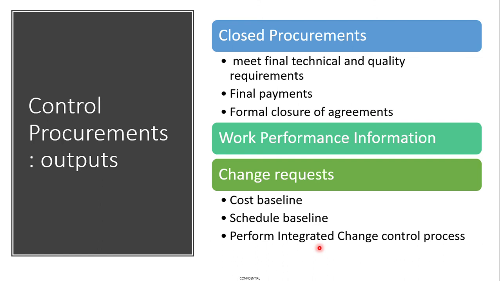And then you can generate your work performance information, as always in the control part, and there can be change requests to your cost baseline and schedule baseline, depending on any delays. If you see a delay, your schedule baseline will get adjusted. If you see a cost overrun, your cost baseline will get adjusted. Maybe there are quality issues, and quality baselines can get adjusted. Whatever the adjustment, as a project manager, we know that it should go through the integrated change control process.